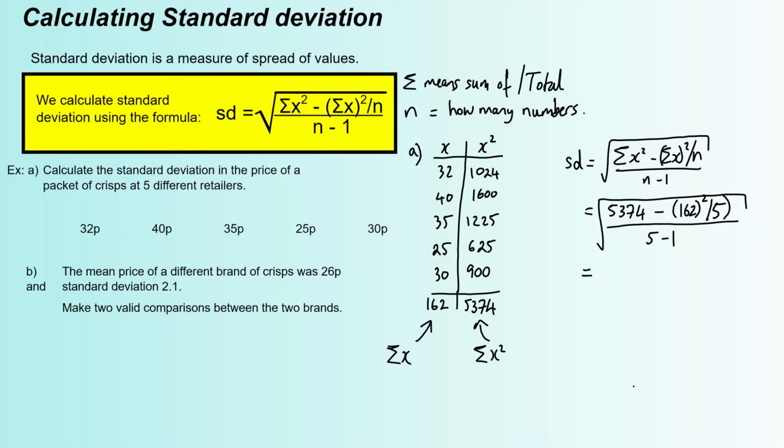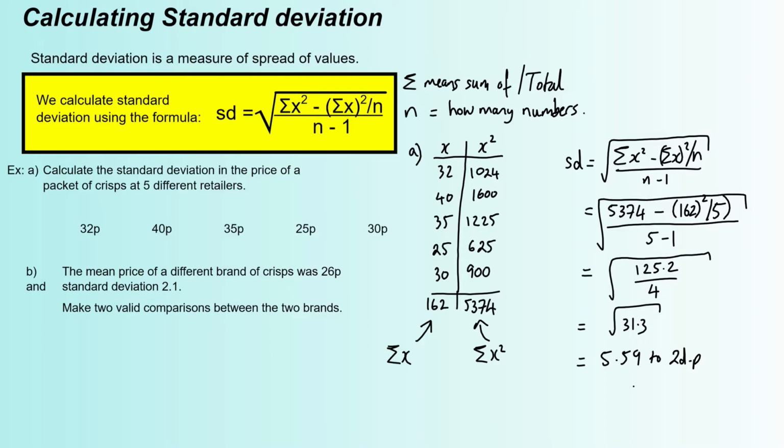If you type that into your calculator carefully, you should get the square root of, for the top line, 125.2, all over 4, which gives you the square root of 31.3, which is 5.59 to 2 decimal places. So that is how you calculate the standard deviation. The standard deviation here is 5.59, and let's have a look now at question B.